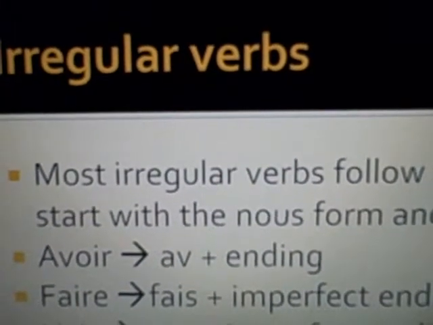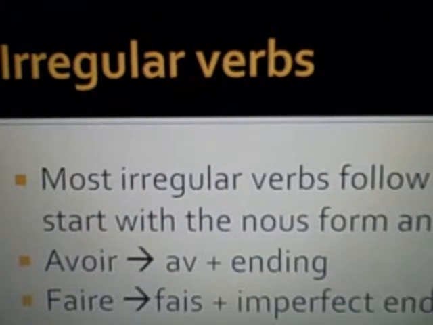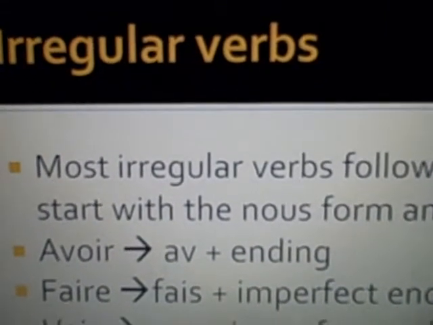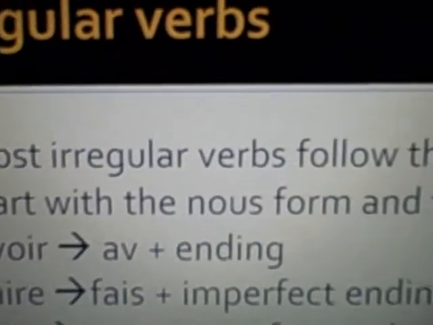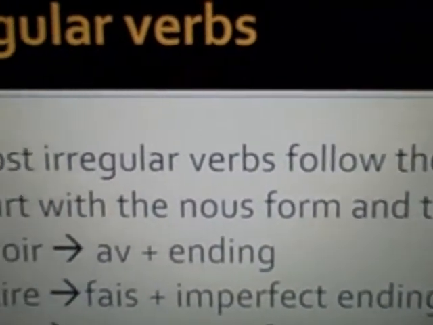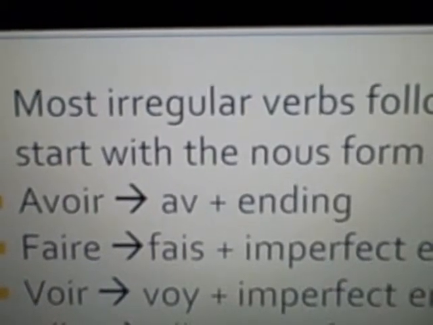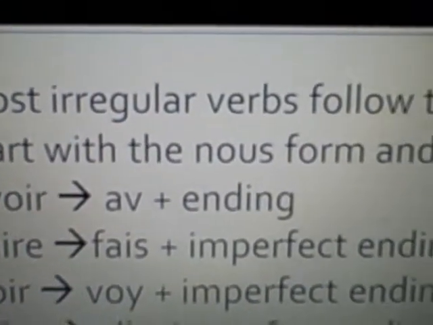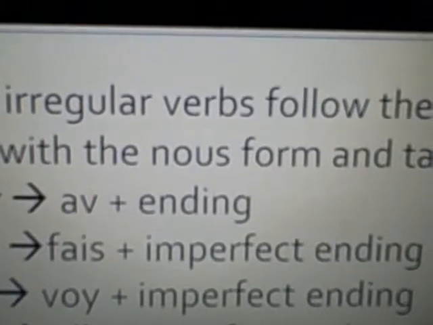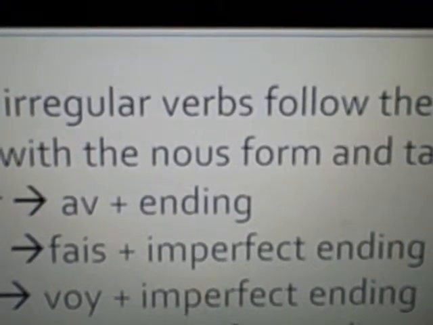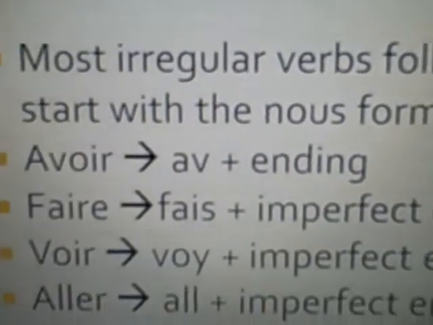The verb faire, to do or to make, its nous form is faisons, F-A-I-S-O-N-S. Take off the ons and we're left with F-A-I-S plus the imperfect ending. The verb voir, to see, its nous form is voyons, V-O-Y-O-N-S. To get to the imperfect, we take off that ons, we're left with V-O-Y, add the imperfect ending.